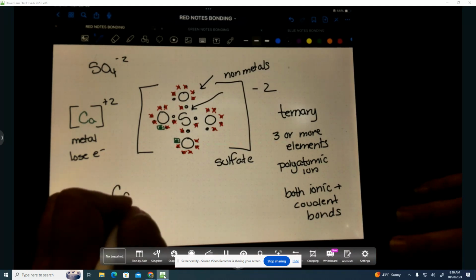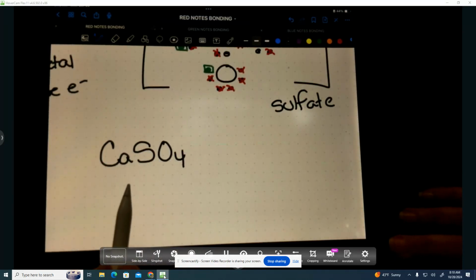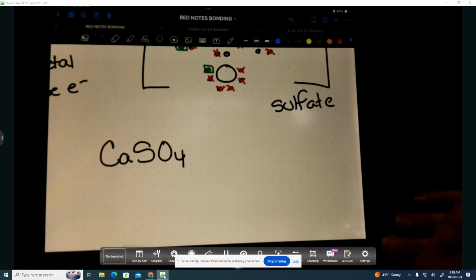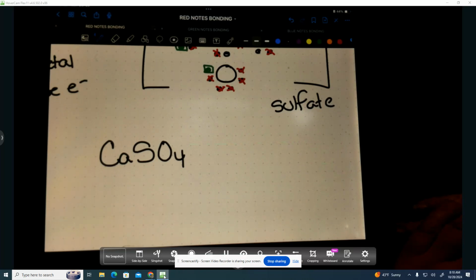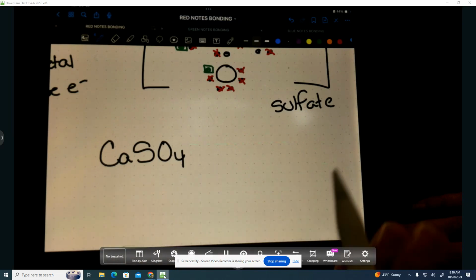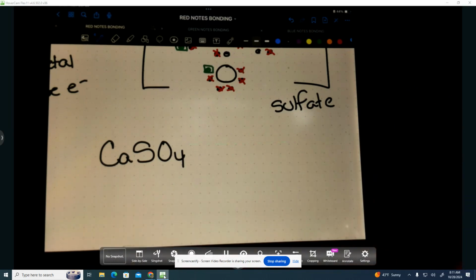So if you write something like this, CaSO4, that is a ternary compound. It's ternary because you've got 3 elements, Ca, S, and O. Within that, do you have a polyatomic ion? Yes, the SO4. If you have a polyatomic ion and it's ternary, you're going to have both ionic and covalent bonds. Within the polyatomic ion are the covalent bonds, and between the polyatomic ion and whatever else it is going to be an ionic bond.